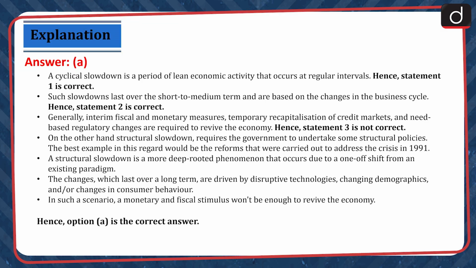A cyclical slowdown is a period of lean economic activity that occurs at regular intervals. Hence, statement 1 is correct. Such slowdowns last over the short to medium term and are based on the changes in the business cycle. Hence, statement 2 is correct.